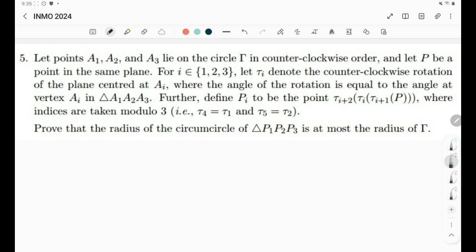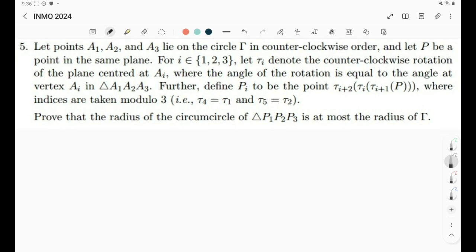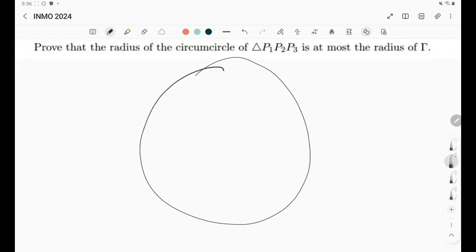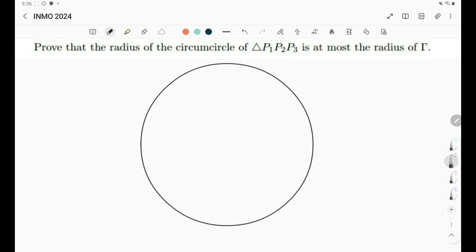After we do that, of course, we're going to get 3 points, P1, P2, P3, and we're going to take this triangle P1, P2, P3. We need to show that its circumradius is less than or equal to the radius of gamma, the original radius of gamma. Okay, so if you want to do a quick sketch of this question, we have first of all the circle gamma, and we have the triangle here.